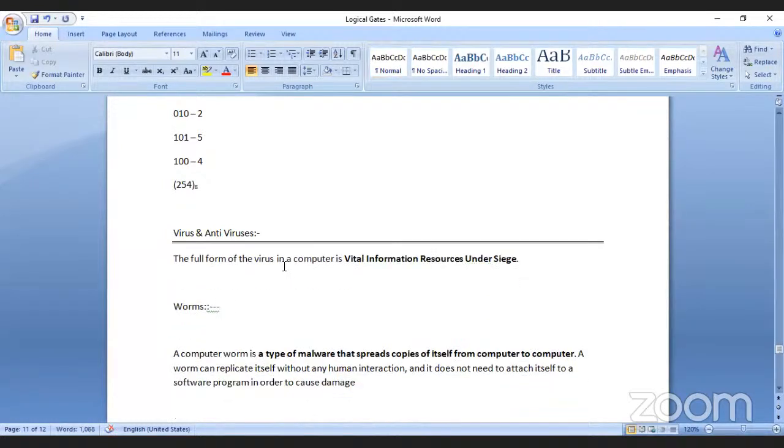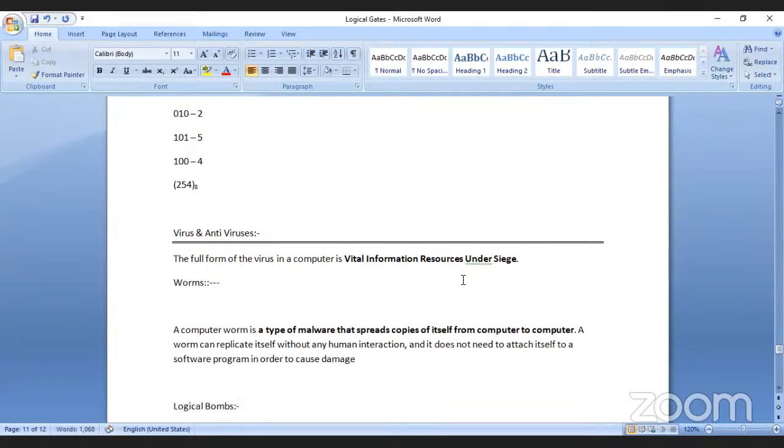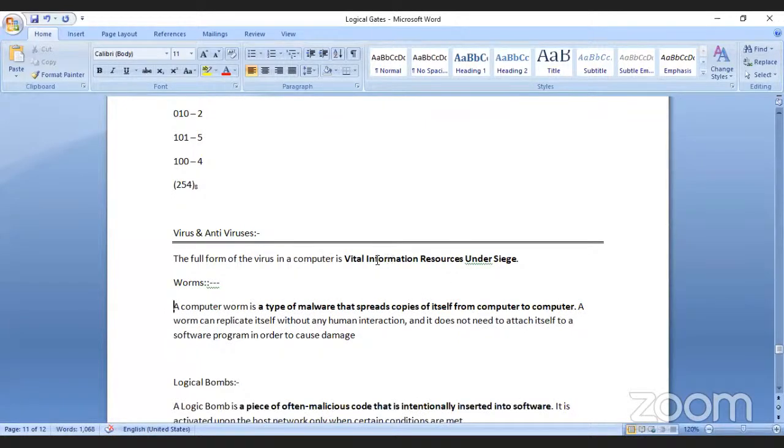Does anyone know the abbreviation or definition? Virtually interruptive, that part I know. No problem. VIRUS stands for vital information resources under siege. Vital basically means important information, so important information will be seized. I'll tell you what a virus exactly does.